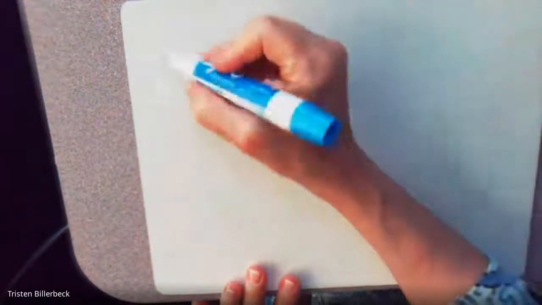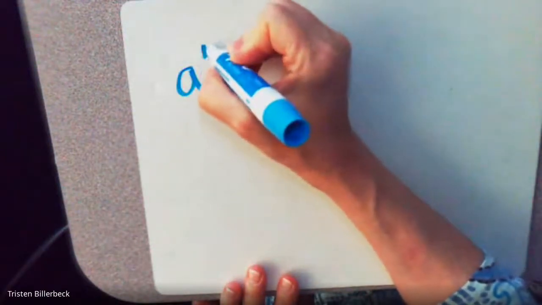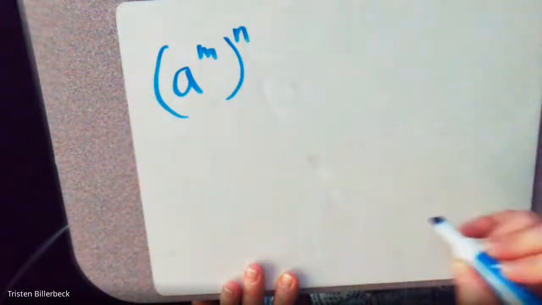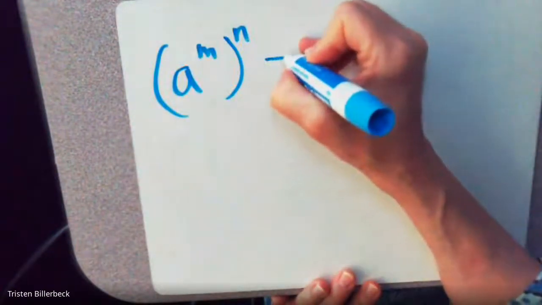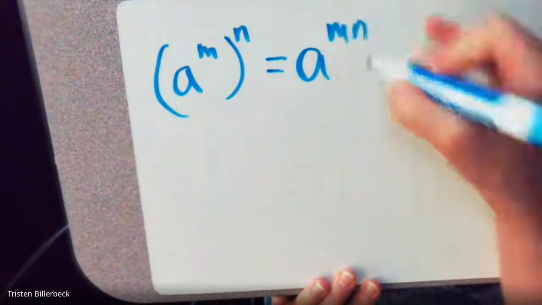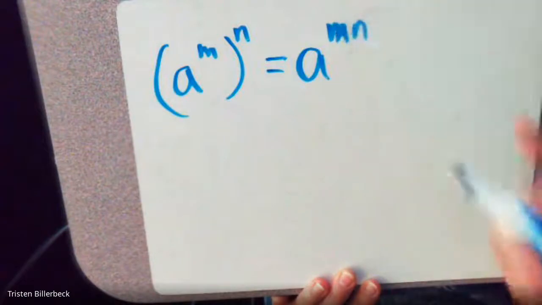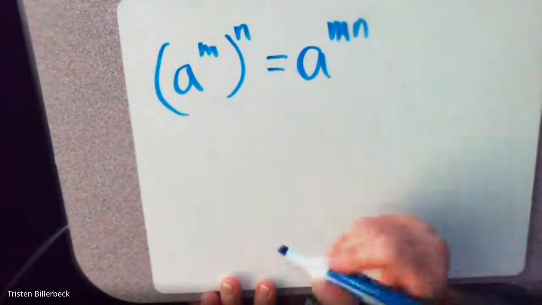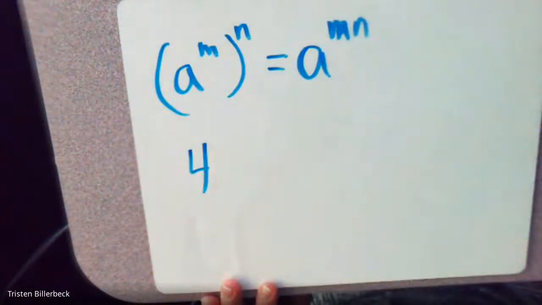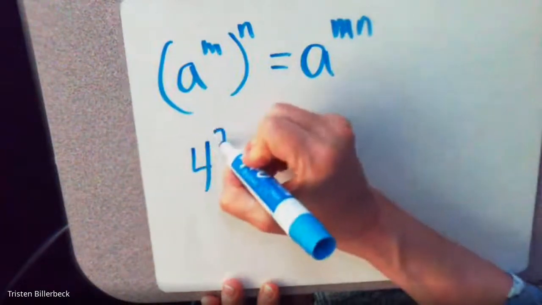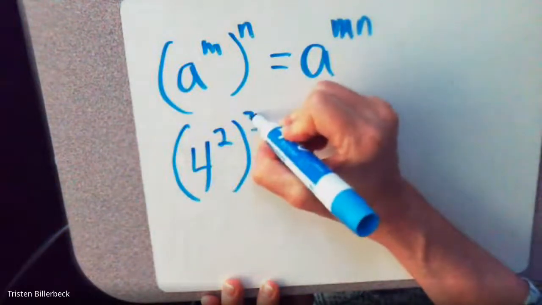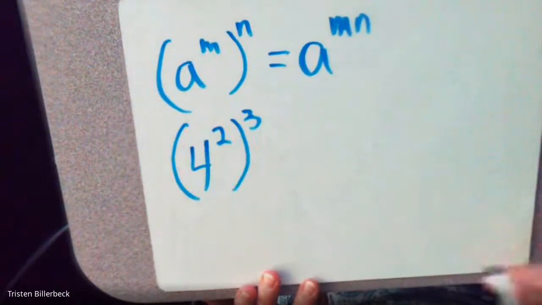So the very last one, we have (a^m)^n, like that. And they're saying, well, that's just a to the mn, which means m times n. Okay, well, that really means a lot to you, I bet. So let's do (4 squared) to the third. And let's take a look at that.